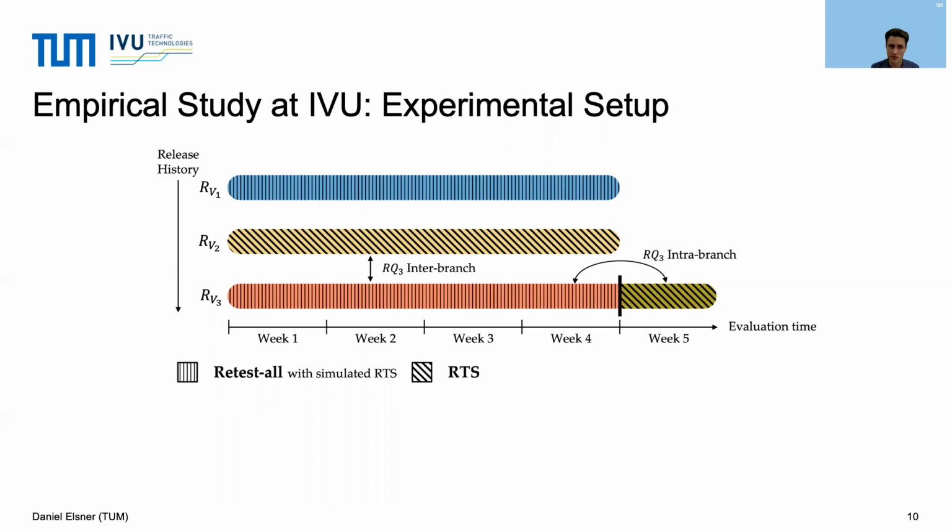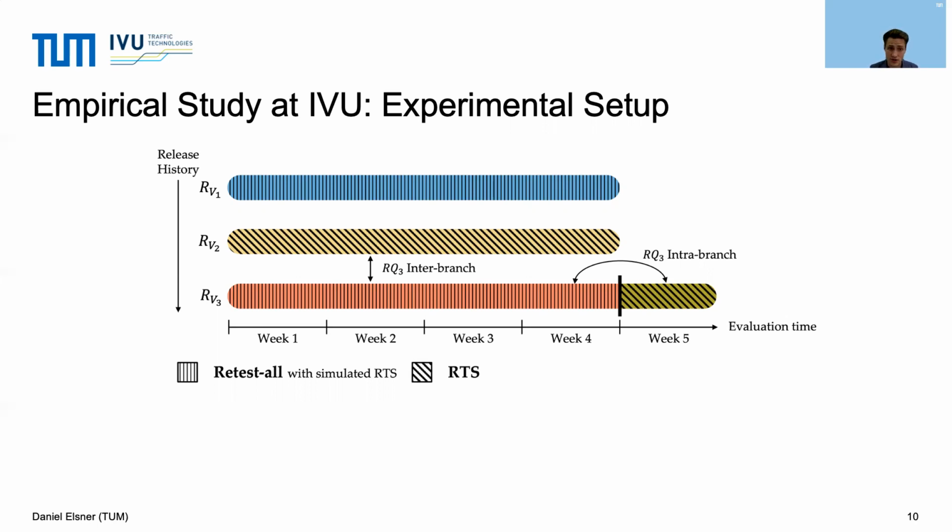To answer research questions 1 and 2, we deployed our RTS technique to release branches V1 and V3. You can see it here. But we still executed all tests. This way we can simulate how much testing effort would have been saved using RTS. But we still have retest all information. Note that we do not want to execute retest all and the selected tests from RTS, because this would induce, at the worst case, twice the overhead, and this is very costly.